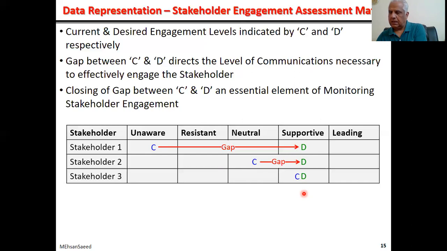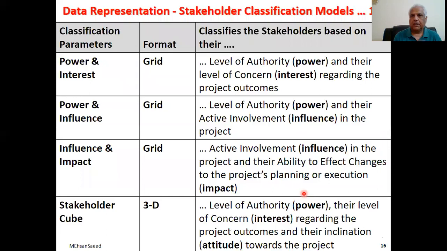Next, we discuss the classification matrices or models. That was the assessment model. That is when the stakeholders start engaging themselves with the project, then looking at the assessment. These models are before that, the classification models, which you do as a part of stakeholder analysis, which we saw earlier on. These three models are two-dimensional. They take two variables, like power and interest, or power and influence, or influence and impact, and they are in the form of a grid.